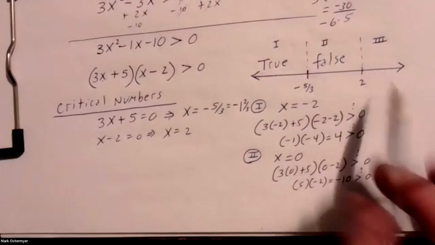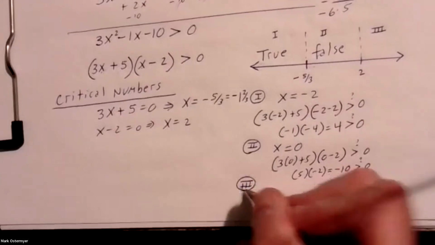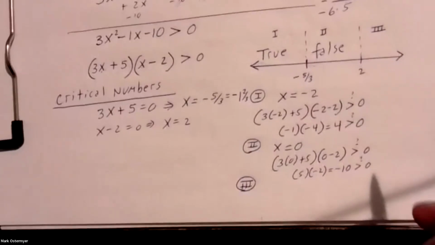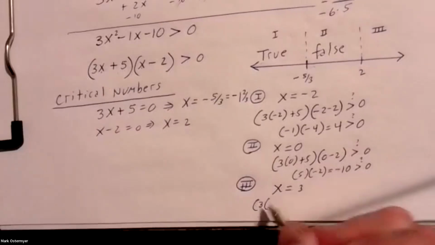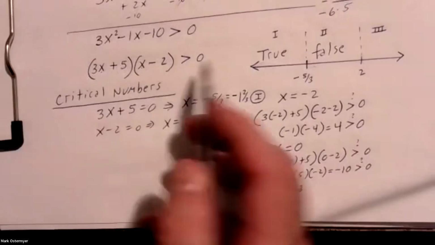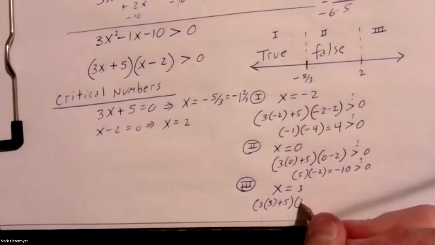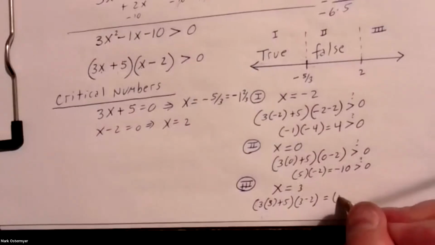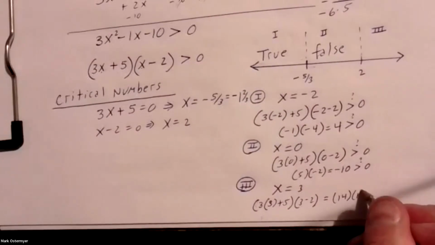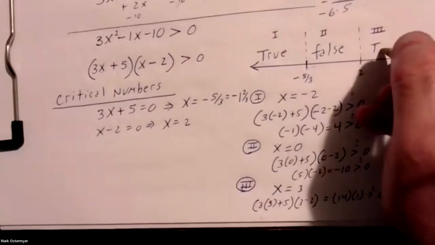Give me something greater than 2. Some nice value bigger than +2 in this third interval here. 3. Let x be 3. Put 3 into your polynomial inequality. Verify, is it a solution? So is 3 times 3 plus 5 times 3 minus 2 greater than 0? Does that work? Well, let's see here. This is going to be 9 plus 5 is 14 times 3 minus 2 is 1. Is 14 greater than 0? The answer is yes. So we say true.